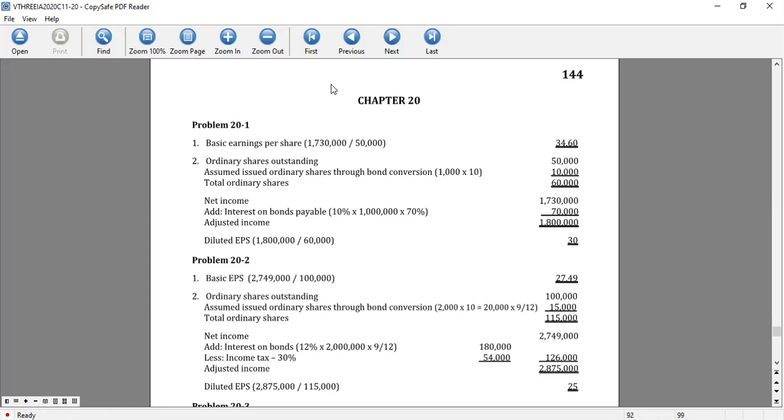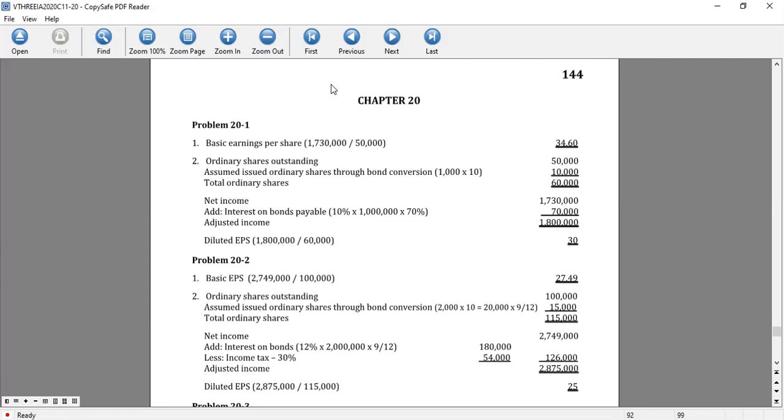Then we have net income, and we have to add back interest on bonds at 12% times 2 million times 9 over 12, because the bonds were issued only on April 1, 2020. So that's why we also have 9 over 12 up. So we have the assumed issued ordinary shares. That's why we have only 15,000.